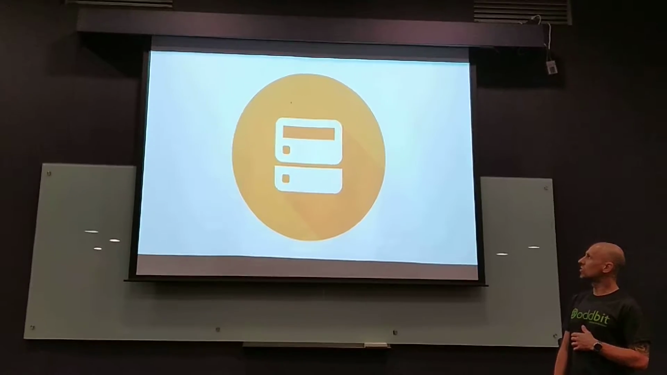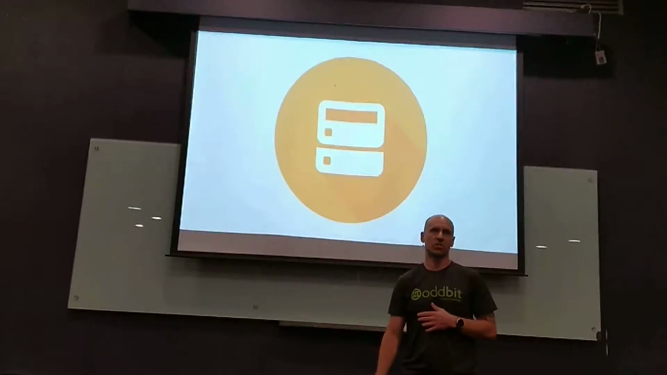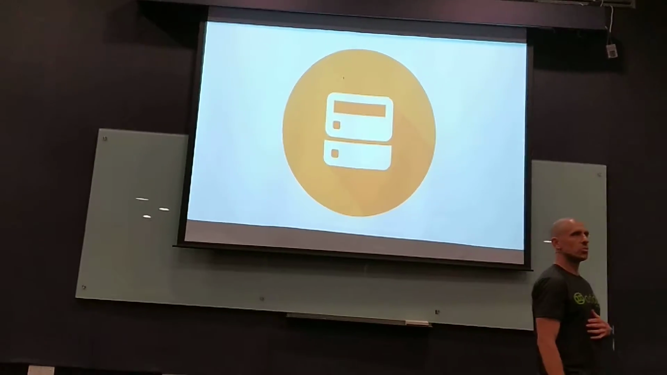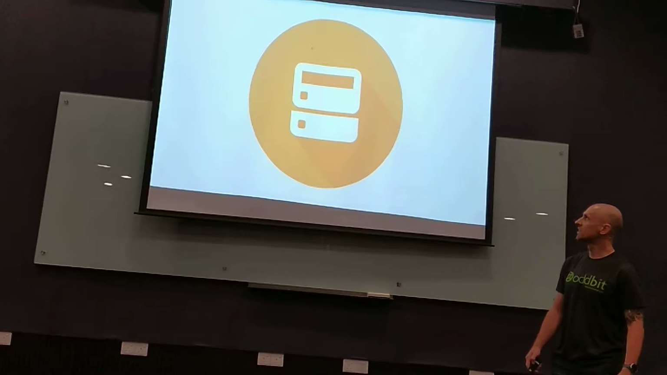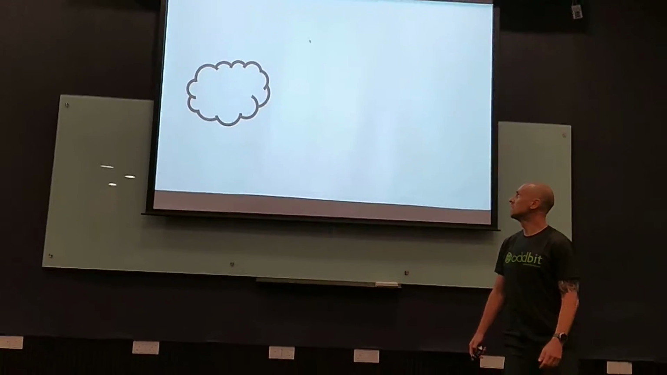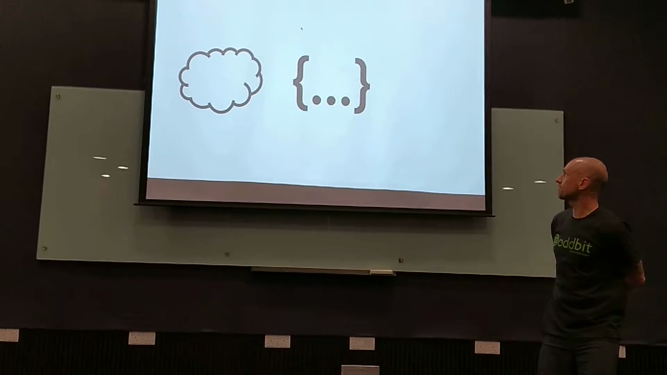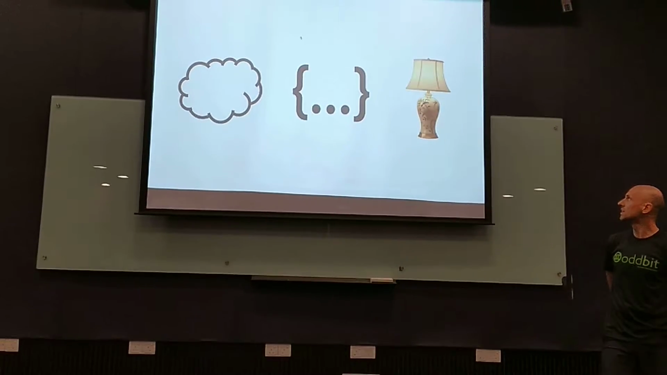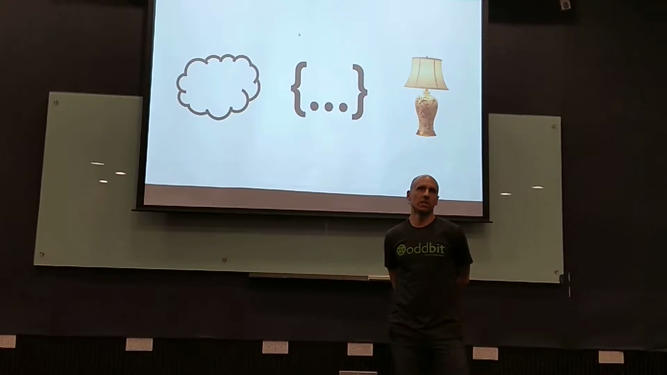But to demystify, the real-time database is probably the easiest thing you can do. The real-time database can be summarized in three things: cloud, JSON, object. So, cloud JSON object. That's basically what the real-time database is.